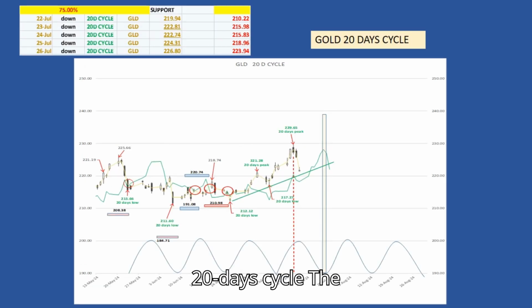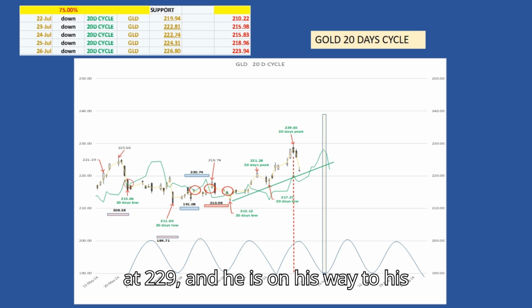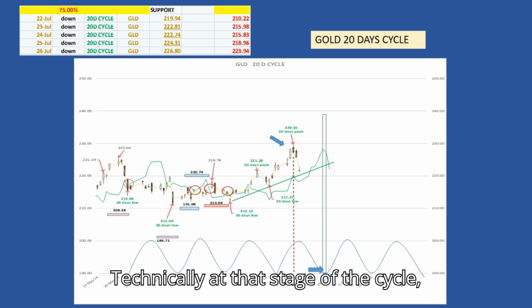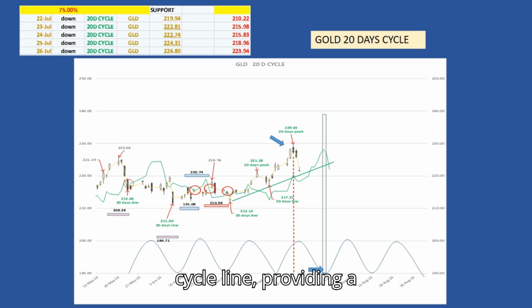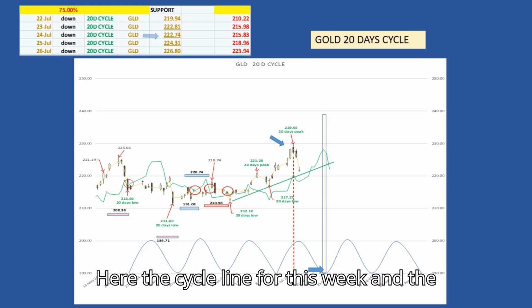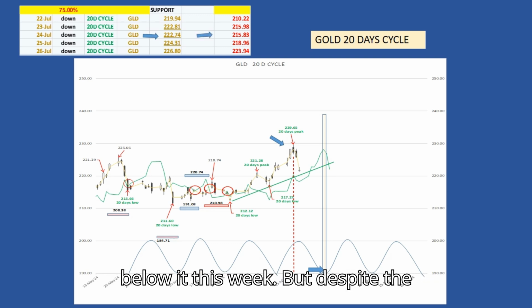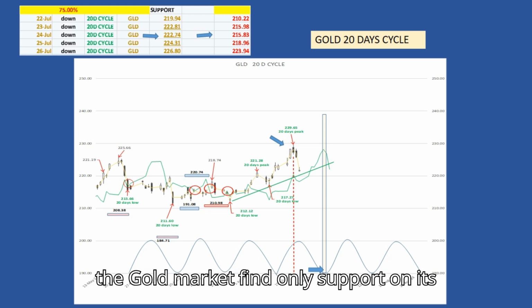The 20 days cycle. The 20-day cycle formed a peak on July 17th at 229, and it is on its way to its 20 days low. This low is expected on July 27th. Technically at that stage of the cycle, the gold ETF is supposed to cross below its cycle line, providing a potential downside target. Here is the cycle line for this week and the potential target if the gold ETF crosses below it this week.